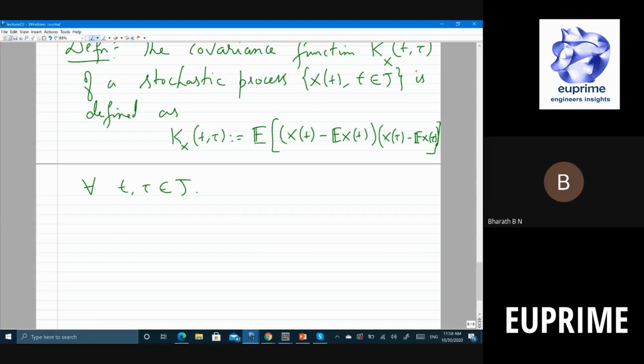It will become autocorrelation. Autocorrelation is when you take t equal to tau. Sorry, yeah, it is this itself. In fact, this itself is an autocovariance function. You are not taking two different stochastic processes and looking at the product expected value, right? You are taking the same stochastic process and looking at the covariance. So it's called the autocovariance function. If you have two different, let's say x of t and y of t, and then you look at x of t minus expected value of x of t times y of tau minus expected value of y of tau, then we say that it's cross covariance.